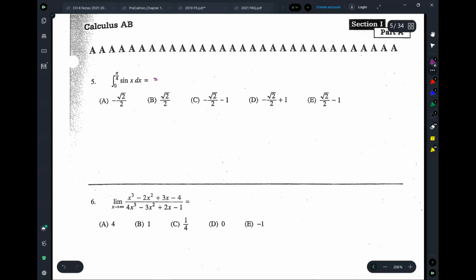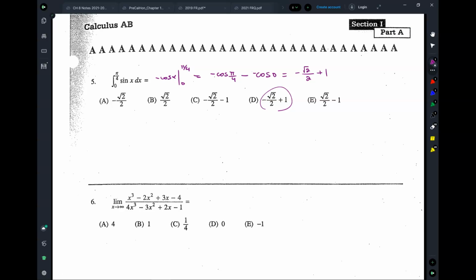So what do you think? What's the integral here? Negative cosine x? Sure. From 0 to pi over 4. Negative cosine of pi over 4 minus negative cosine of 0. So negative root 2 over 2 plus 1, right? So that's D.